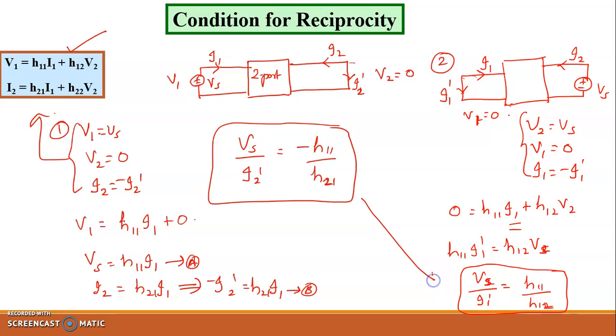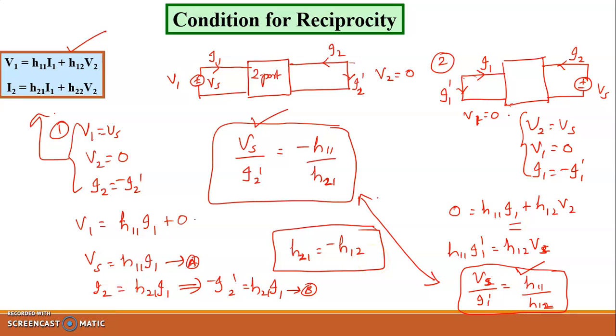In order to make this network a reciprocal network, Vs by I2 dash should be equal to Vs by I1 dash. We know that Vs by I2 dash is minus H11 by H21 and Vs by I1 dash is H11 by H12. If these two ratios are equal, I can write H21 as equal to minus H12. So the condition of reciprocity in terms of H parameters is H21 is equal to minus H12.